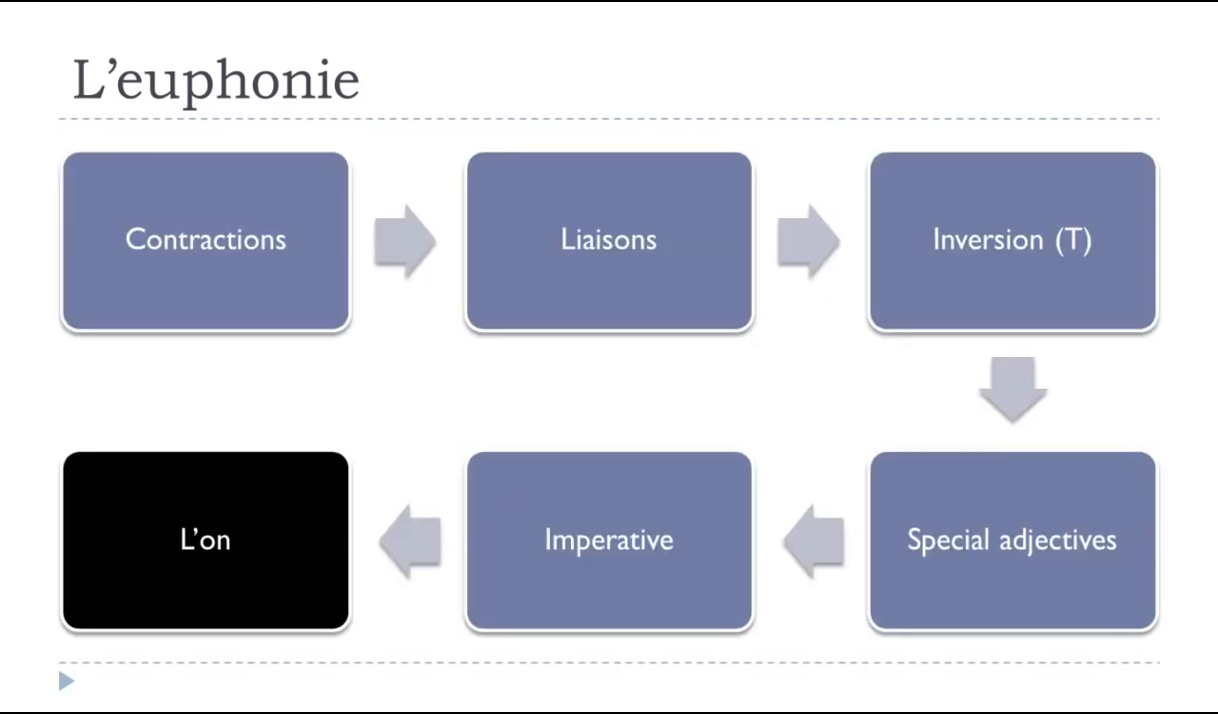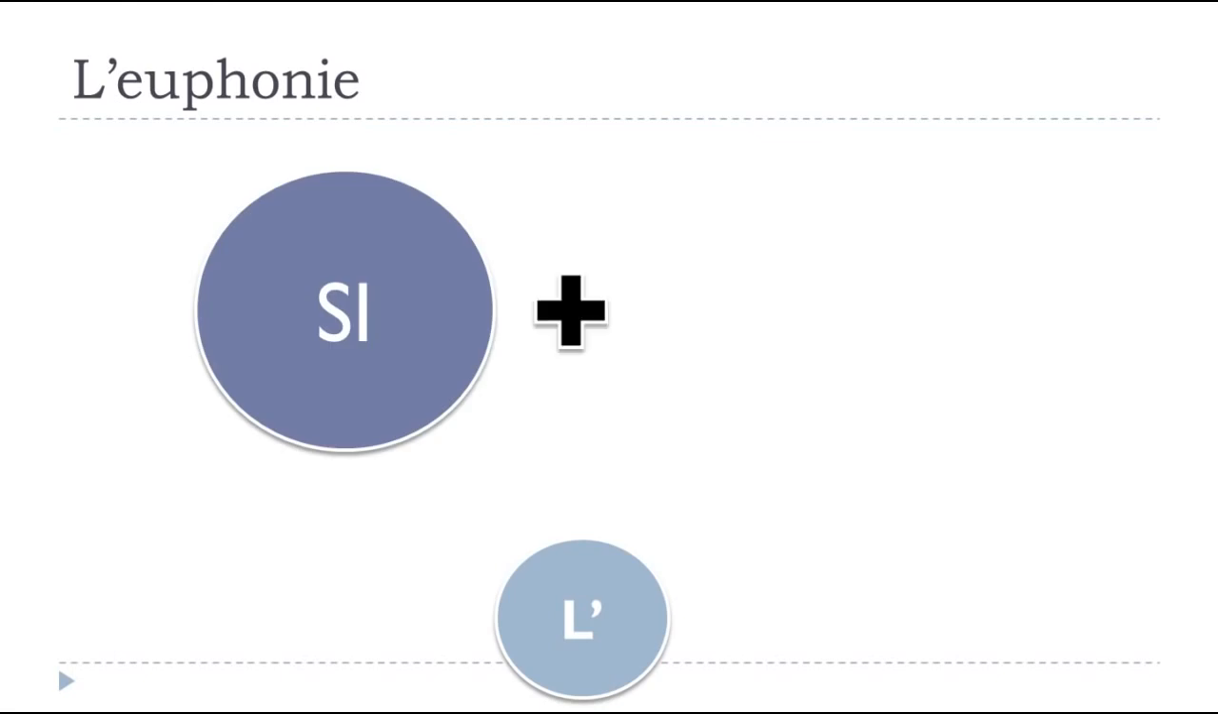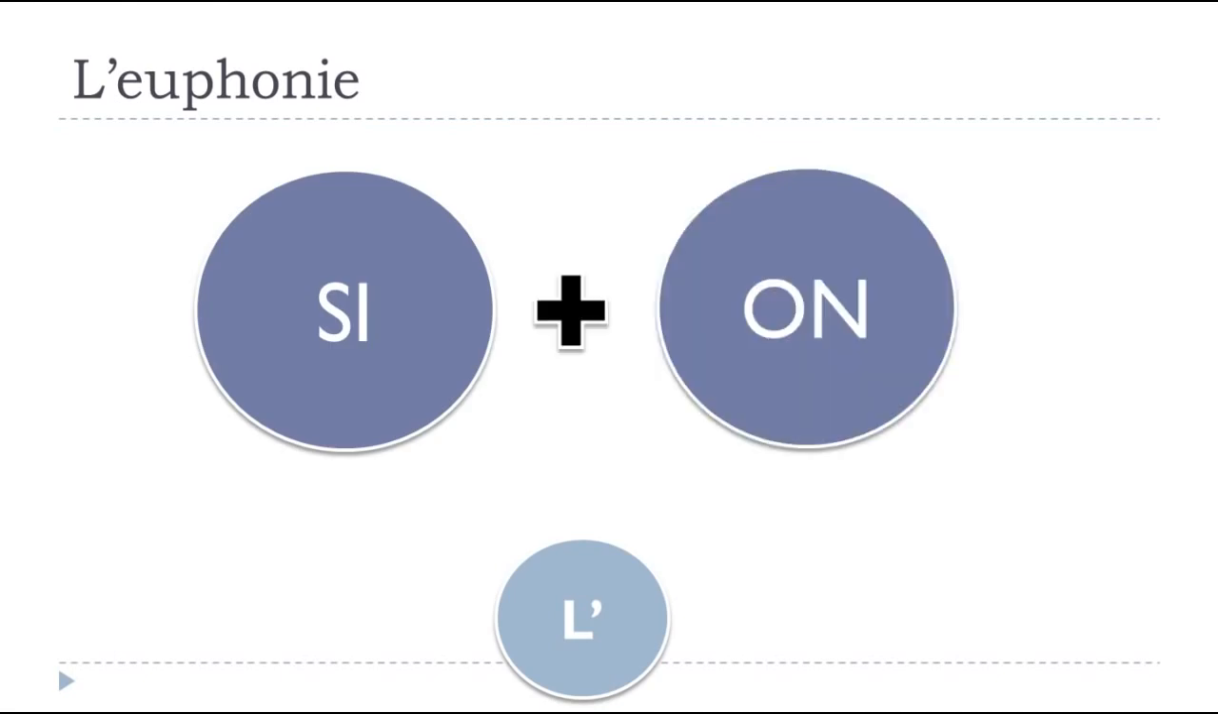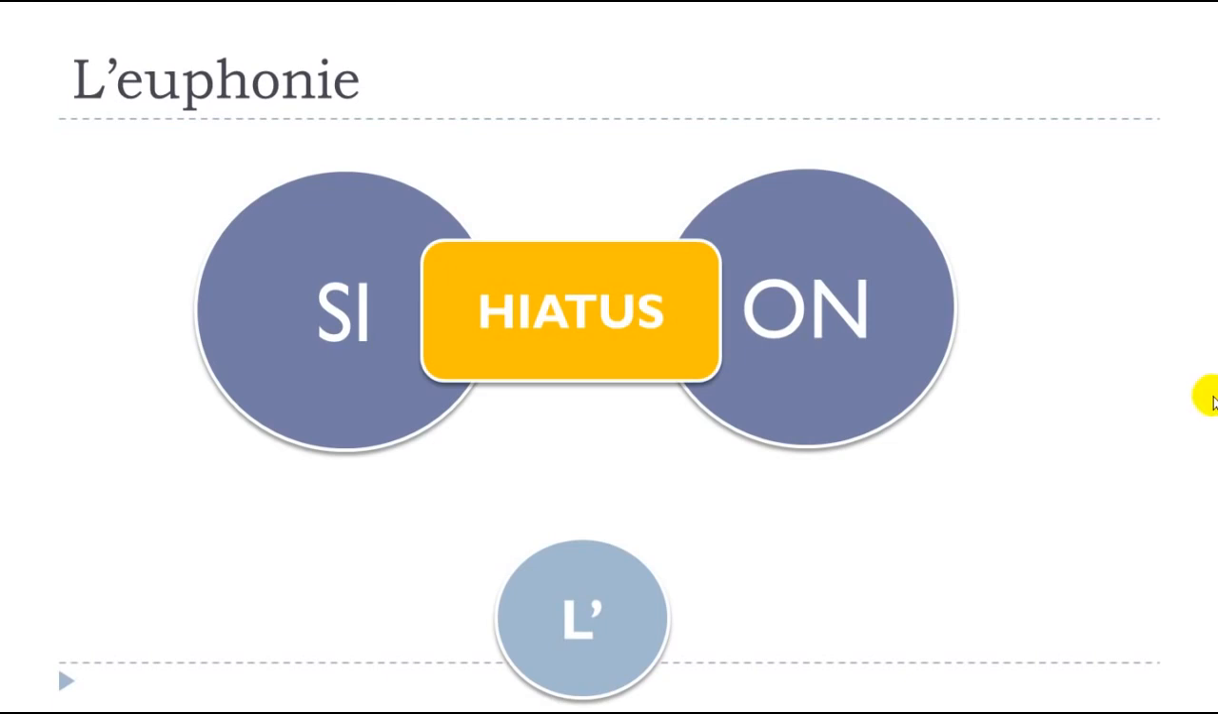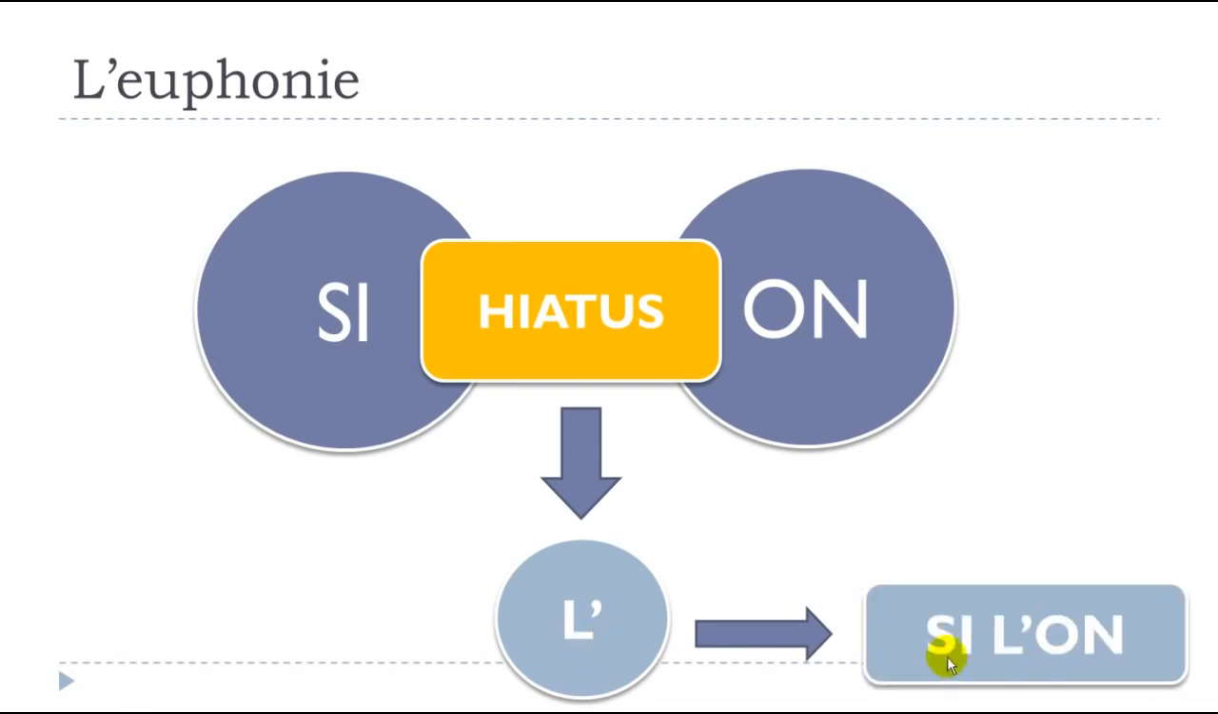And the last, but not the least, and it's long, okay? So let's see, oops, my L is already there. Si plus on, as we saw, will create what we call a hiatus, and that's the main reason why it was here from the start. You will have to add this L just to get si l'on.